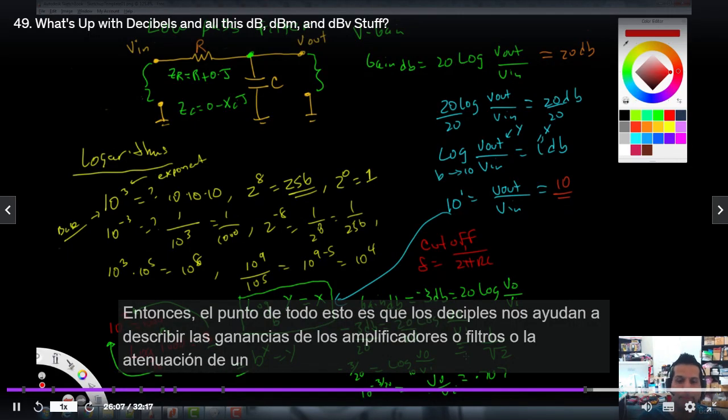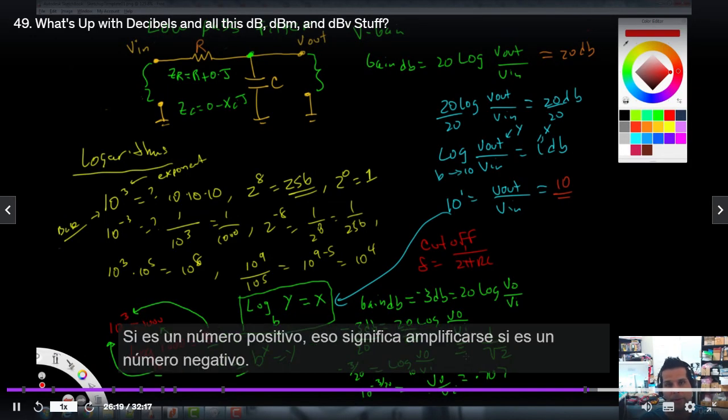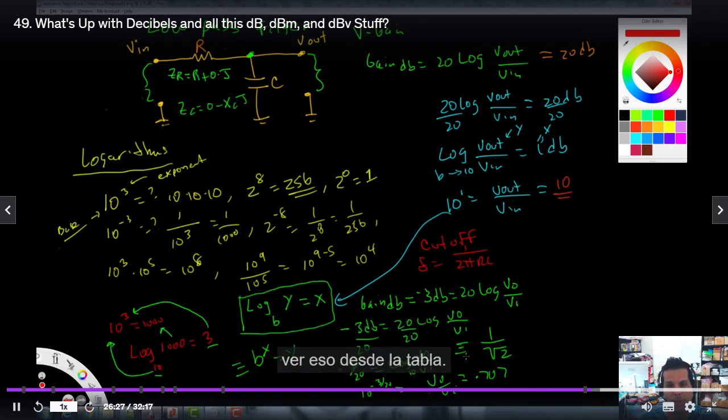Okay, so the point of all this is that decibels help us describe the gains of amplifiers or filters, or the attenuation of an amplifier or filter. If it's a positive number, that means it's being amplified. If it's a negative number, that means it's being attenuated. If it's 0, that means the gain is unity, which is 1. And you can look at that from the table.